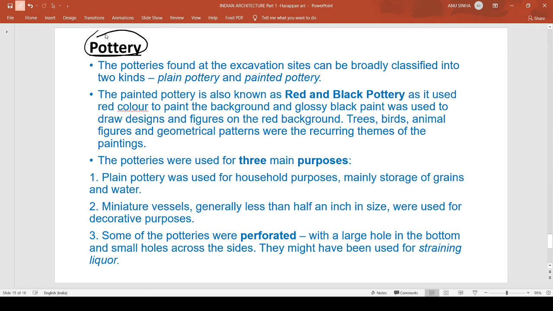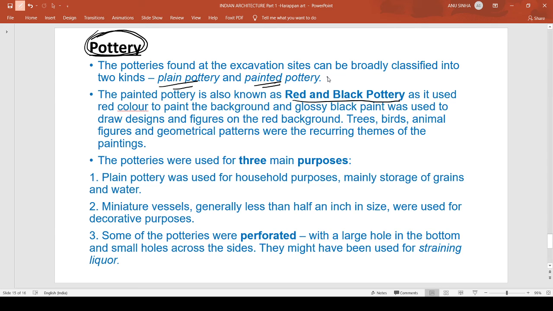Now moving to some potteries. We have also found a lot of potteries at the Indus Valley Civilization. The potteries found at the excavation sites can be broadly classified into two kinds. One is the plain pottery and the other one is the printed pottery. The printed pottery is also known as the red and black pottery.